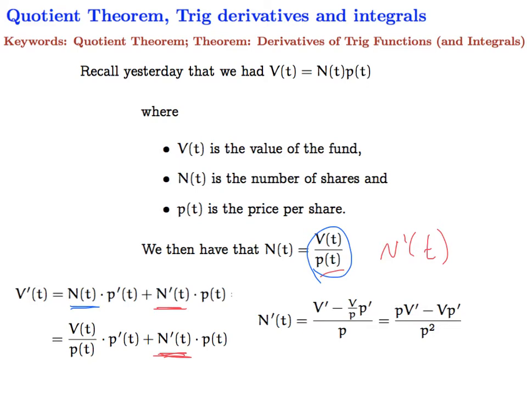So if we solve for N prime of t, we get N prime of t in terms of the other functions. So the key is this formula down here: we started with a function N, which we knew to be a quotient, we computed its derivative, and we get this mess of things here. Now it's an ugly formula to look at, but that's okay.